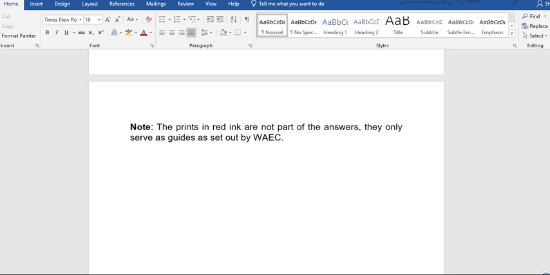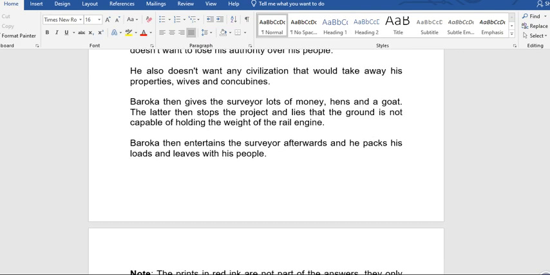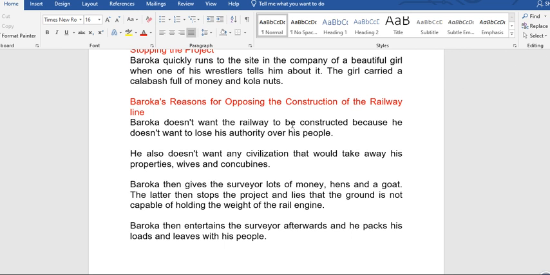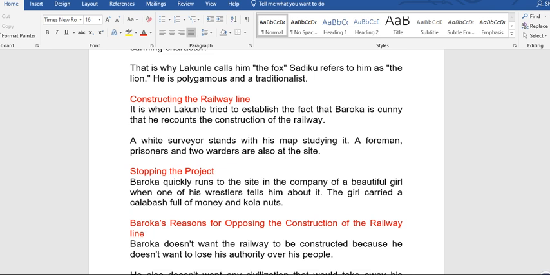Note, the prints in red ink are not part of the answers. They only serve as guides as set out by WAEC. When you answer your own question, you don't need to write Baruka's reason for opposing the construction of the railway, stopping the project, or character identification, relation to theme. You don't need to write all those. I just put them there so that you understand the guidelines, how you are expected to answer the questions. So we have done justice to the question.